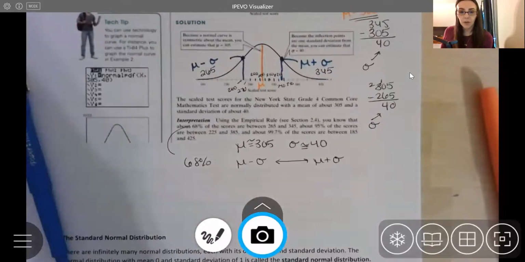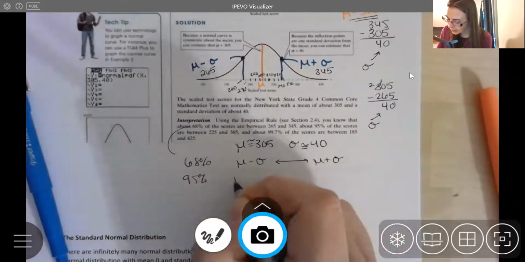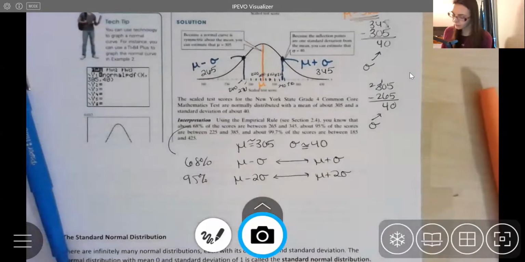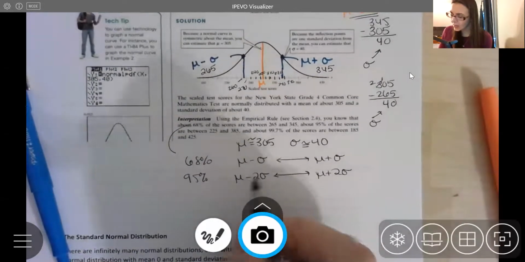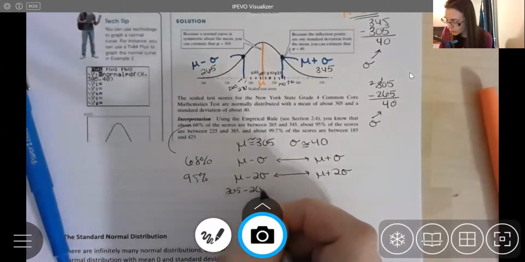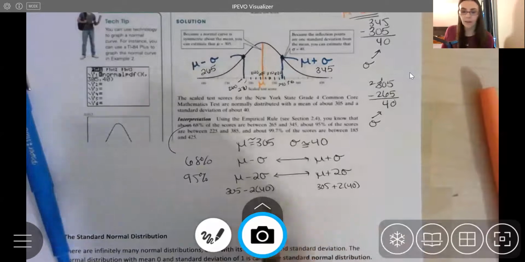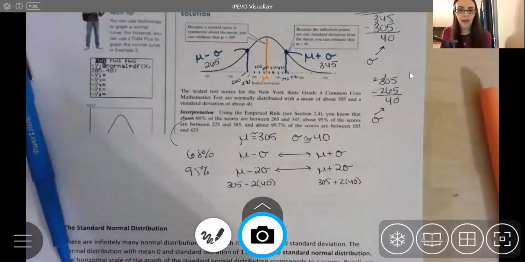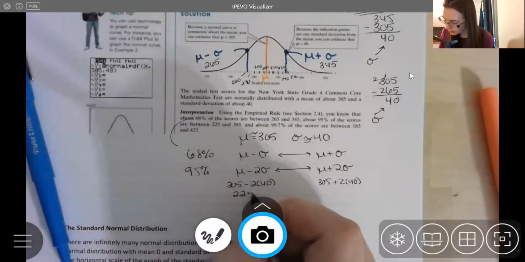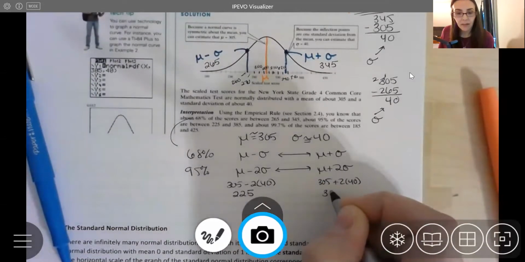If we want to go further with this, we can. You want to remember that about 95% of our data is between 2 standard deviations. Now, I don't have these values yet, but I can find them. So if my mean is 305, and I want to subtract 2 standard deviations, or add 2 standard deviations, I can just multiply that 40 by 2 and do my adding or my subtracting. So that's how we're going to get that 225, and then that 385.